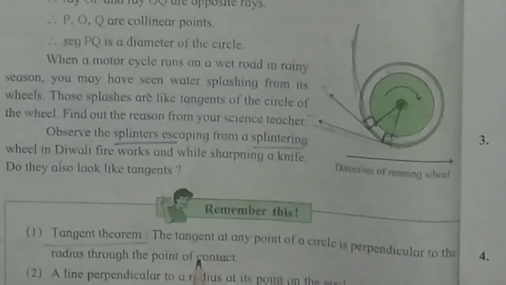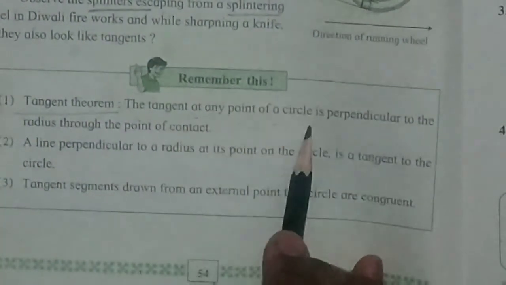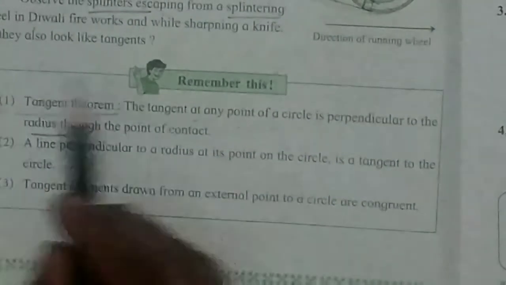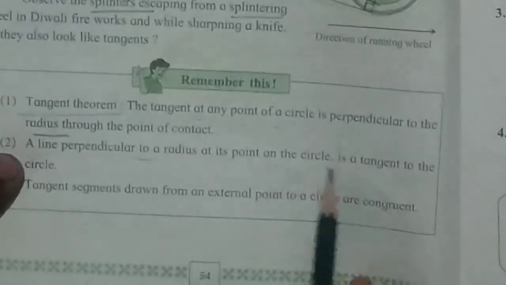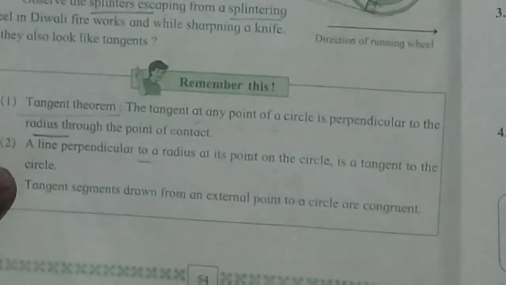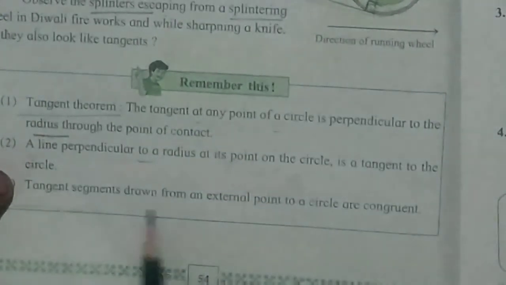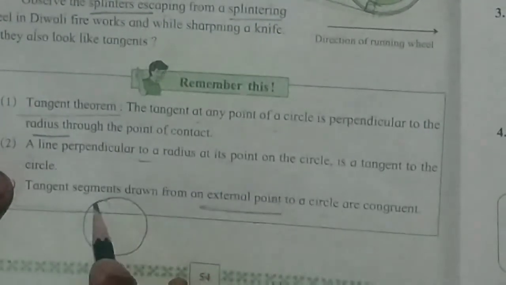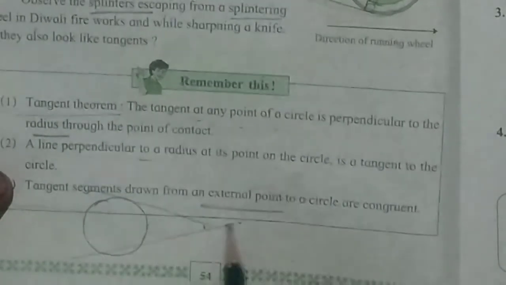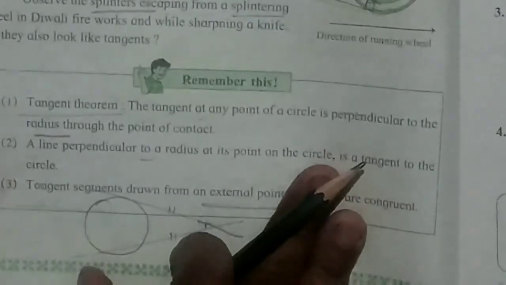What is the tangent theorem? A tangent at any point of the circle is perpendicular to the radius, meaning the angle between the tangent and radius is 90 degrees. A line perpendicular to the radius at its point on the circle is a tangent to the circle. Also, tangent segments drawn from an external point to a circle are congruent. That also we have seen. Suppose this is a circle and this is the external point, and if we draw these, then these two have equal measure. Till here we will finish.